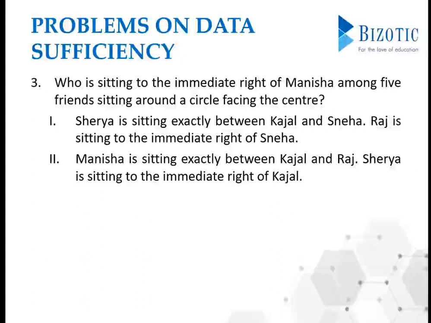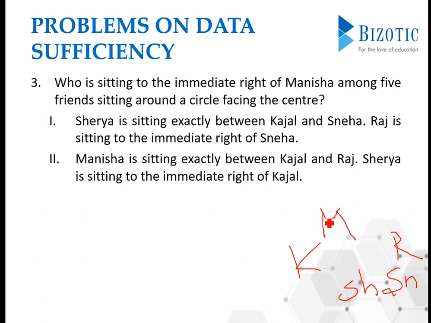Now from statement 2, let me plot the diagram. Manisha is sitting exactly between Kajal and Raj. Okay, so let's take Manisha sitting exactly between Kajal and Raj. And then Shreya is sitting to the immediate right of Kajal. This is Kajal. To her right, Shreya is sitting. And the next one left out should be Sneha.